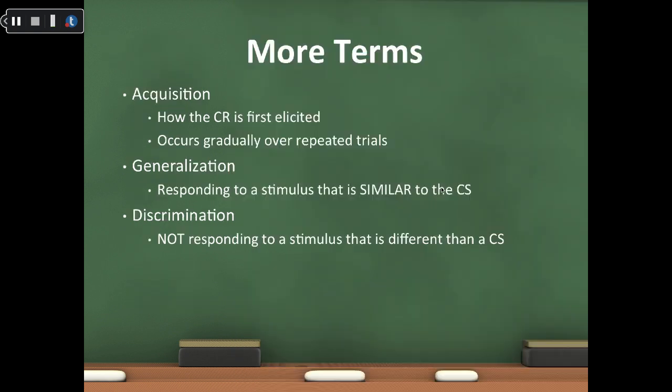So first is acquisition. Acquisition is the term that we use to talk about learning. Acquisition is acquiring the skill or acquiring the relationship. So acquisition is how the conditioned response is first elicited. You have acquired the knowledge that X means Y, okay? And it occurs over several trials.